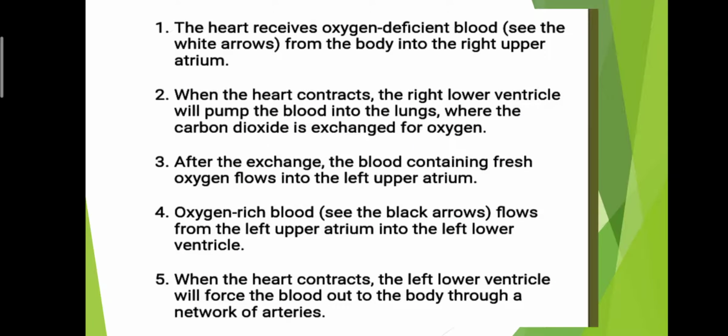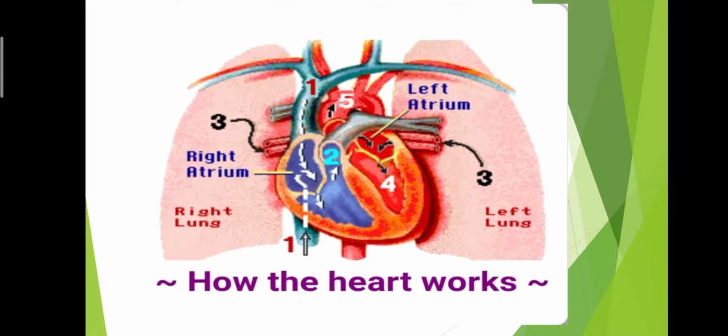How the heart works. The heart receives oxygen deficient blood, that is deoxygenated blood, from the body into the right upper atrium. It is the right atrium where the heart receives deoxygenated blood from the body.